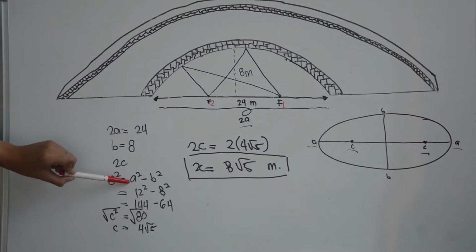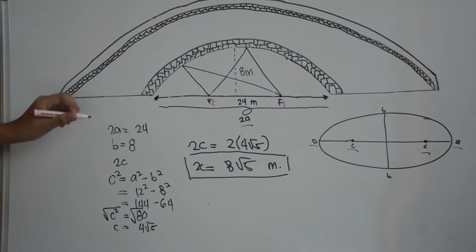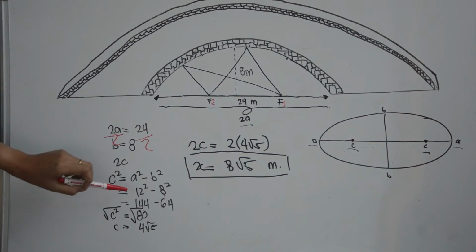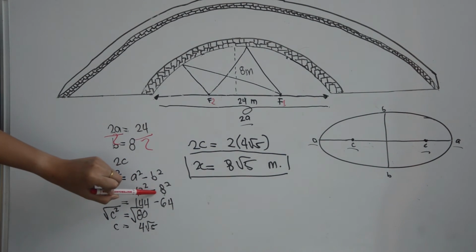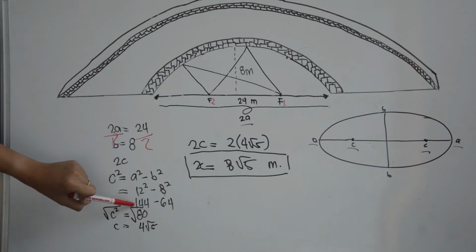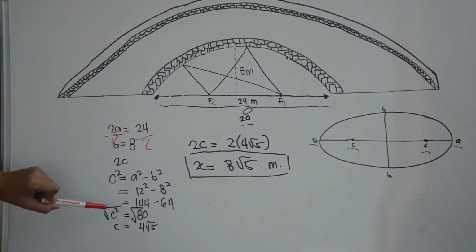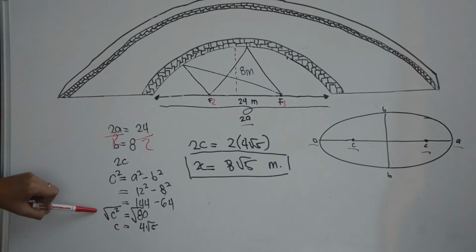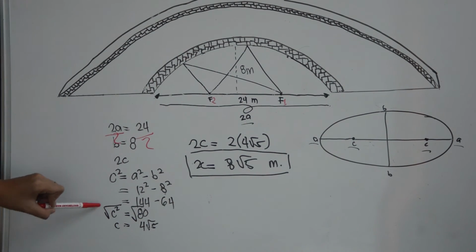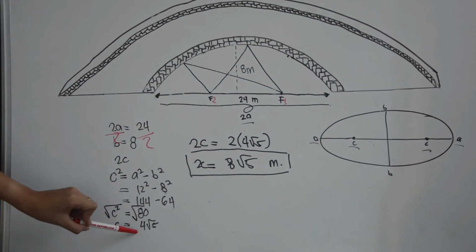So for our a squared, which is this one, 24, we just have to divide it by 2. And then it will become 12, and then we have to square it, which is our a squared. And minus b squared, which is 8 squared. And so we have 144 minus 64, which is equal to 80. So c squared is equal to 80, but then we have to square root it. So the square root of c squared is equal to the square root of 80, which will be simplified to 4 square root of 5.